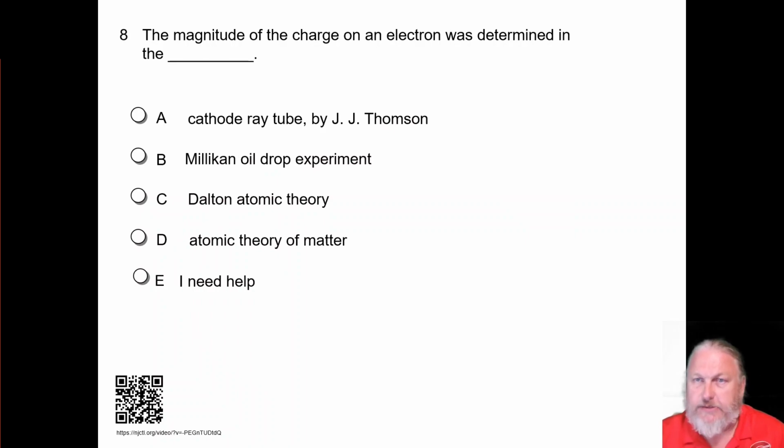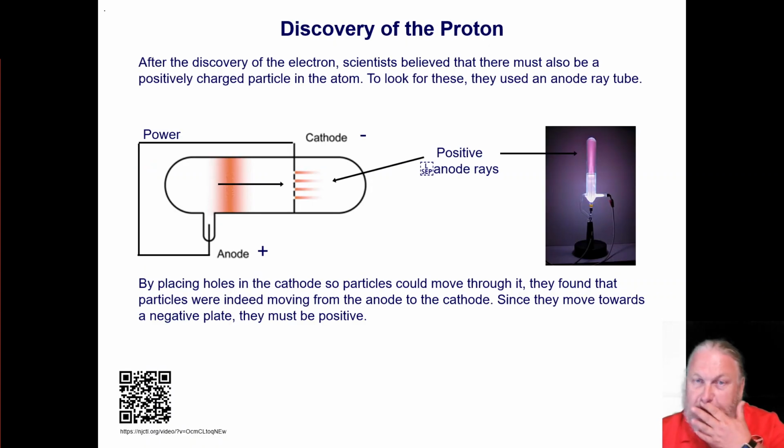So the magnitude of the charge on an electron was determined by what? Of course, it was determined by the Millikan oil drop experiment. So now we know the mass of the electron, we could calculate that. And we also know the charge of the electron, because Millikan found out what the charge was, and because we knew the charge to mass ratio, we could calculate the mass. So we got the electron discovered.